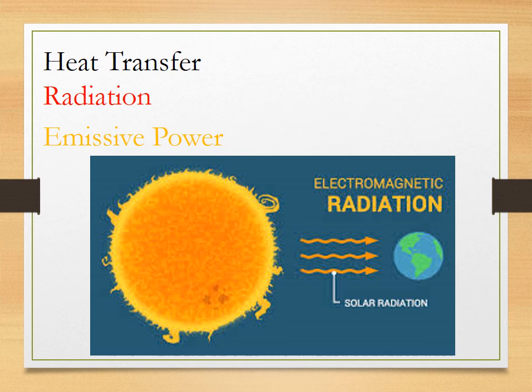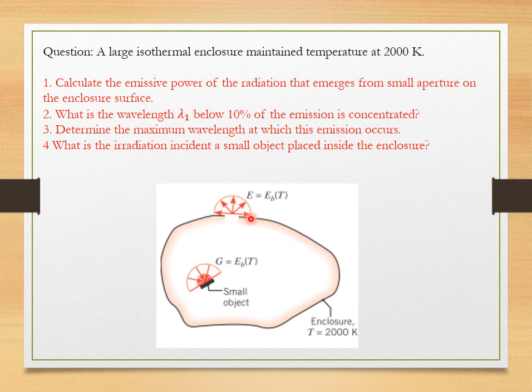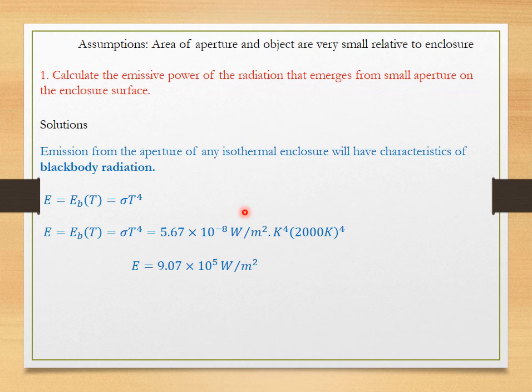Today we will learn how to do some of the exercises related to heat transfer, specifically on radiation emissive power. This small object and this small opening. First, calculate the emissive power of the radiation that emerges from a small aperture on the enclosure surface.